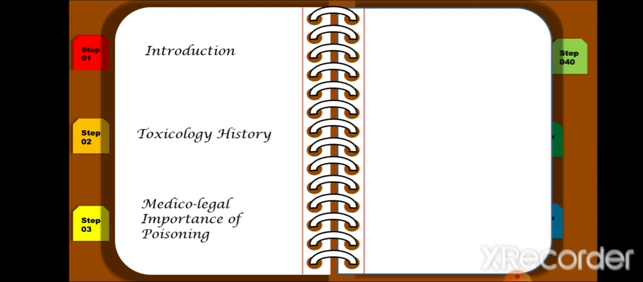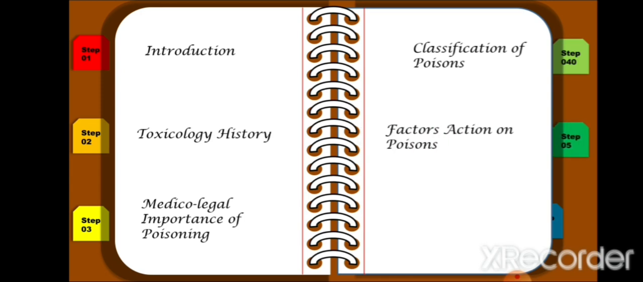In step 4, we'll learn about classification of poison. How the poisons are classified and what is the mode of classification of the poison. In step 5, we learn about factors acting on poisoning, or we can say the factors affecting the causes of poisoning. In the last step, we learn about recognition of poisoning in living.